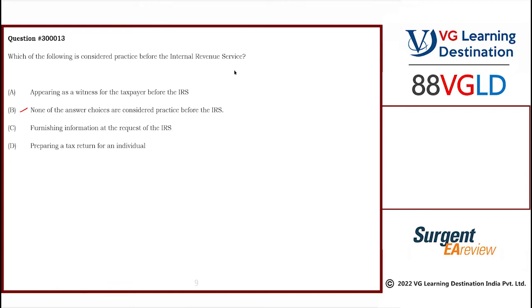Which of the following is considered practice before the IRS? Appearing as a witness is not practice, hence not the answer. Furnishing information at the request of the IRS is not practice, not the answer. Preparing a tax return is not practice. Correct. None of the choices are practice before the IRS. Good.